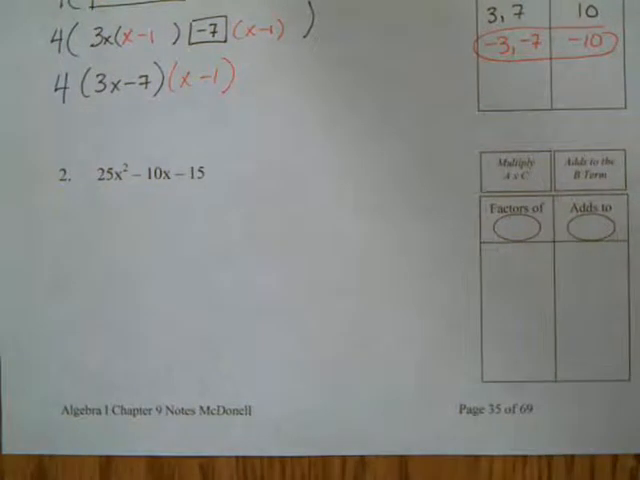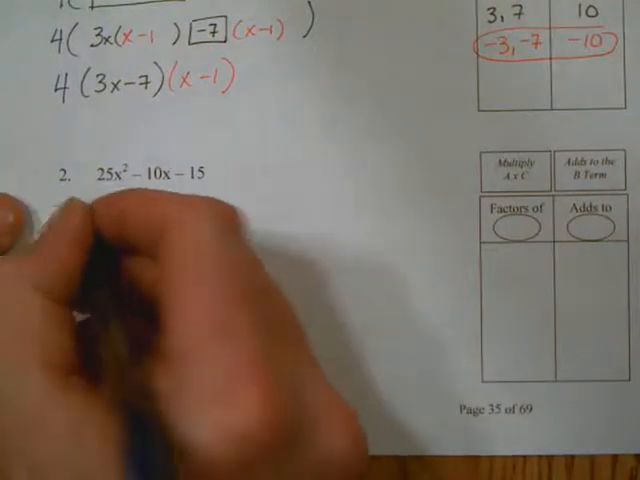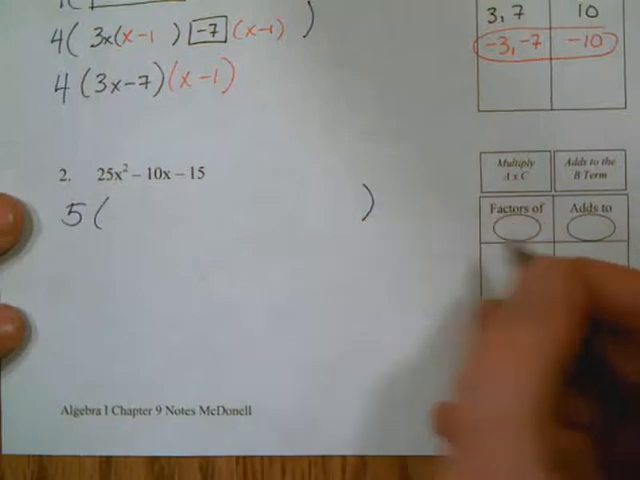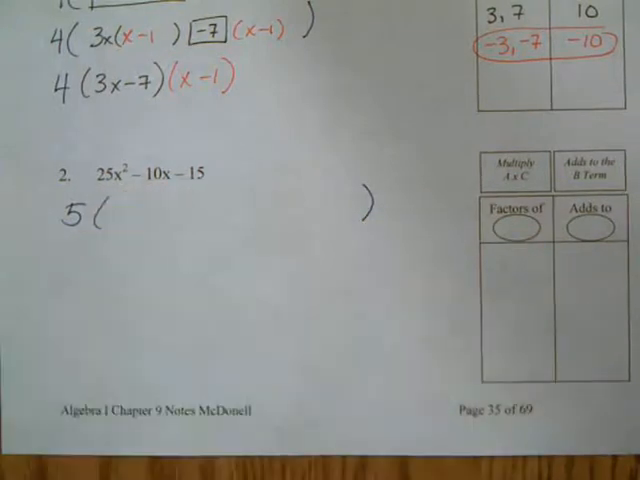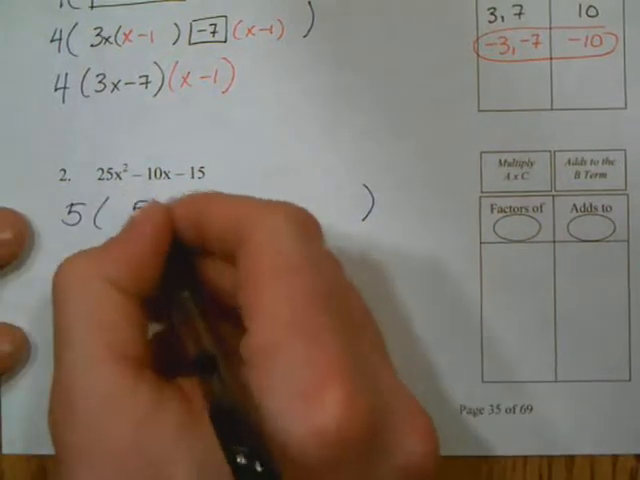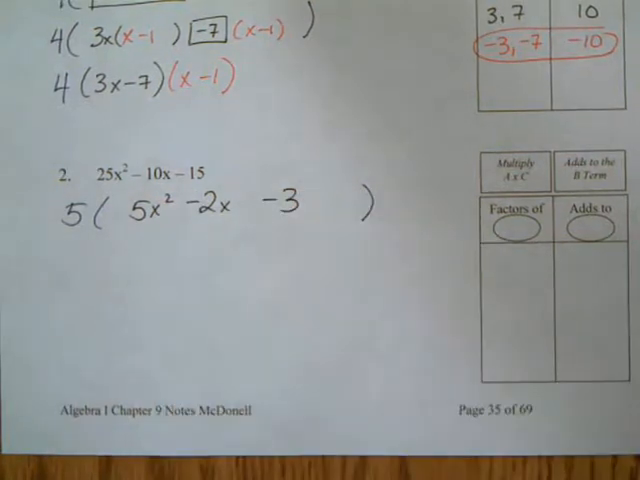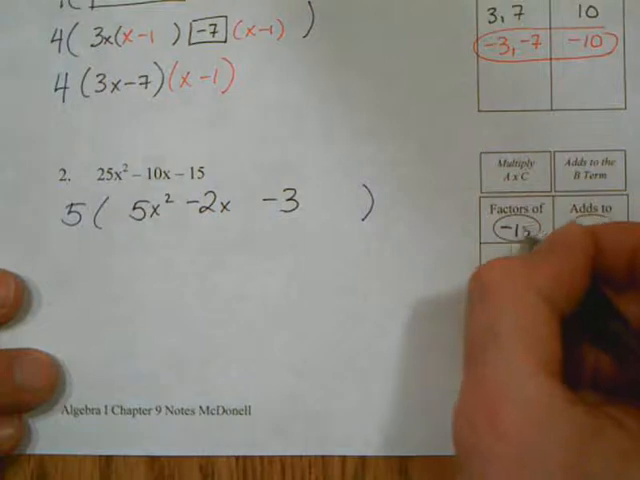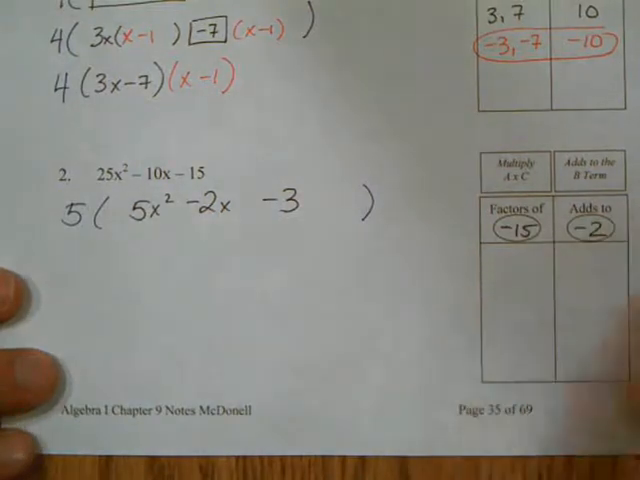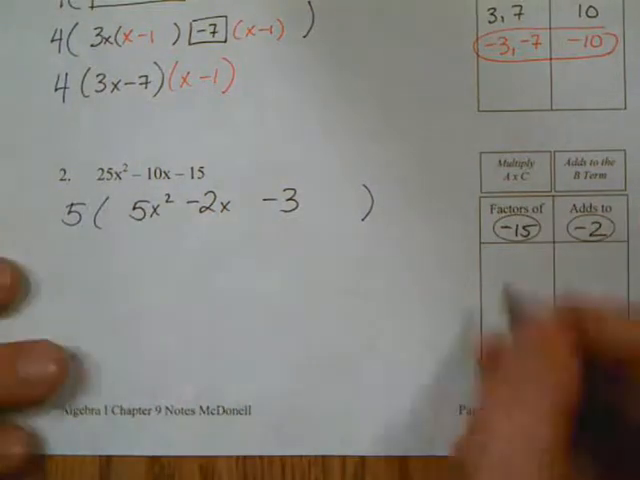Now, let's look down at our second one here. 25x squared minus 10x minus 15. Can you see what the GCF is? I hope so. It's a 5, and so I'm going to put that 5 down out front. What's left on the inside? 5x squared minus 2x minus 3.